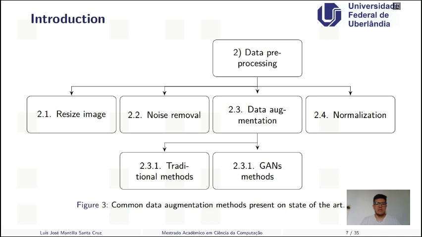Well, in the second step, we have data preprocessing. As I said, we have some tasks that we can realize when doing preprocessing of data. For example, we can do resizing of images, noise removal, data augmentation, normalization. Particularly, we are interested in data augmentation techniques. We have two approaches. The first one is traditional methods, and the second one is GAN methods.